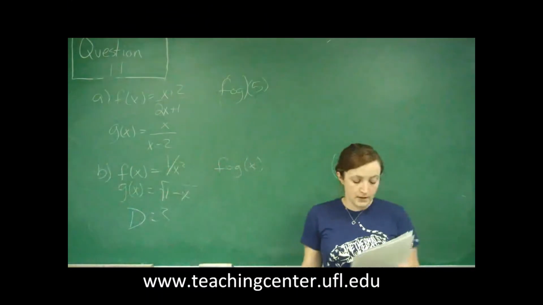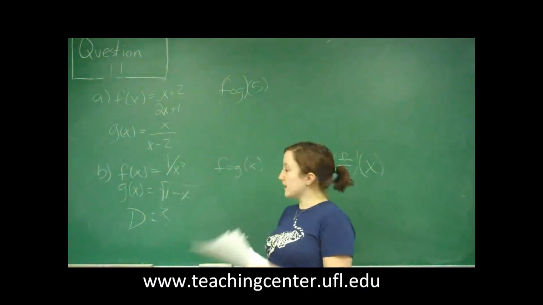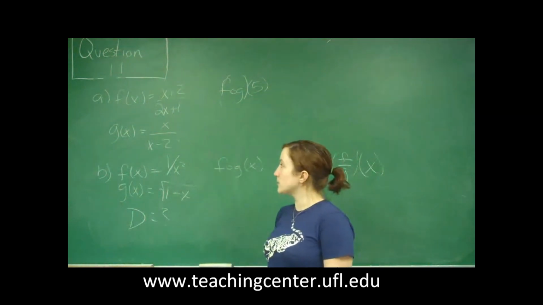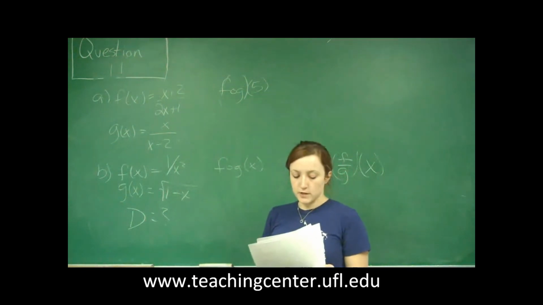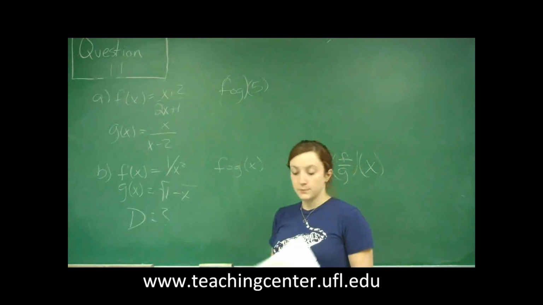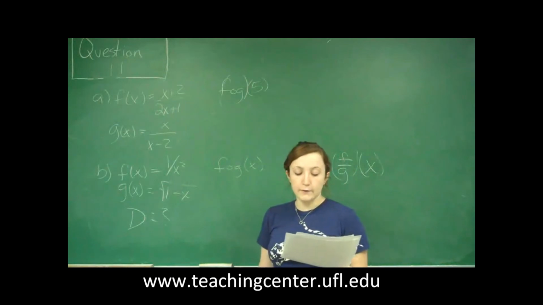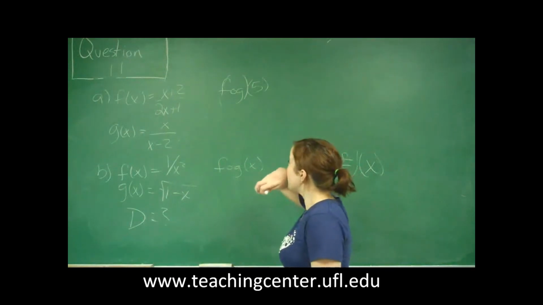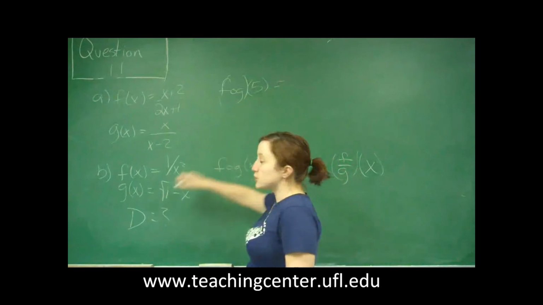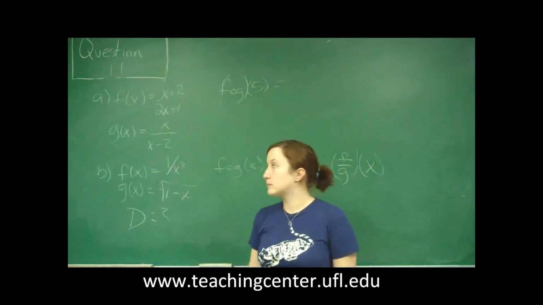Problem number 11. In part A, it gives that f of x is equal to (x + 2) over (2x + 1), and g of x is equal to x over (x - 2). It wants us to find f of g of 5. There's a couple ways that we could do that. We could first just find what f of g of x is, and that's probably what I'm going to do.